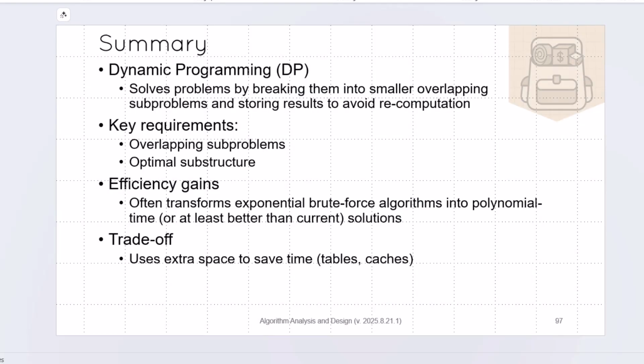All right, so summary, again: dynamic programming solves problems by breaking them into smaller overlapping subproblems and storing results to avoid recomputation. Key requirements, you need to know these: overlapping subproblems and optimal substructure. Efficiency gains: it often transforms exponential brute force algorithms into polynomial time, or at least better than current, like the TSP solutions. Trade-off: it usually uses extra space to save time. Pretty much always uses extra space. It depends on how much extra space, right? You could use a couple different values or entire tables or large caches or something.